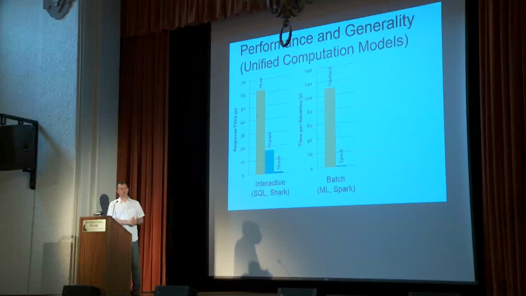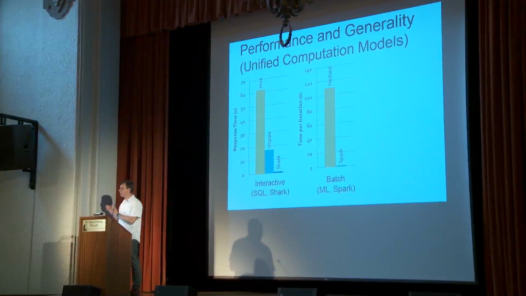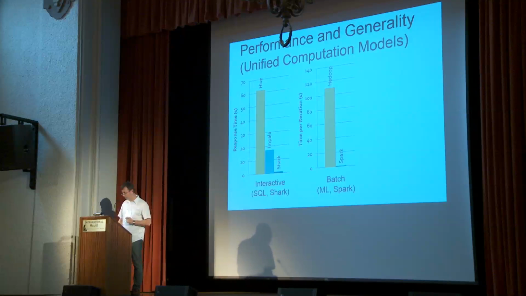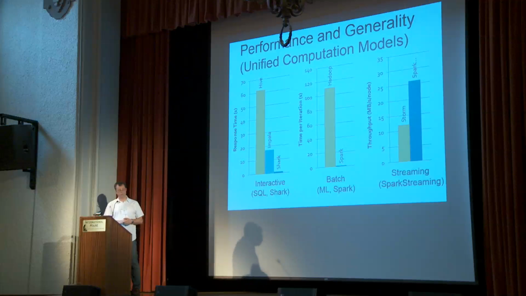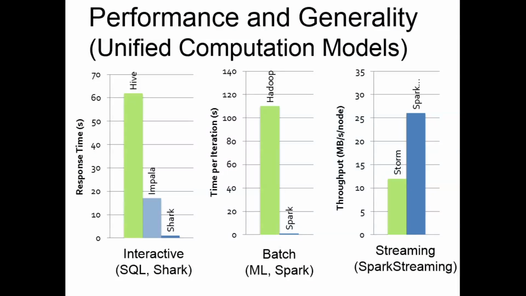For batch, here is an example of machine learning algorithms, and this is how long it takes per iteration. This is for logistic regression, and Spark is 2 orders of magnitude faster than Hadoop, mainly because the data between subsequent iterations is shared through memory instead of through disk. And finally, streaming. This is a comparison with Storm. This is throughput, so previously lower was better; here, higher bars are better. Spark Streaming is very competitive with Storm.